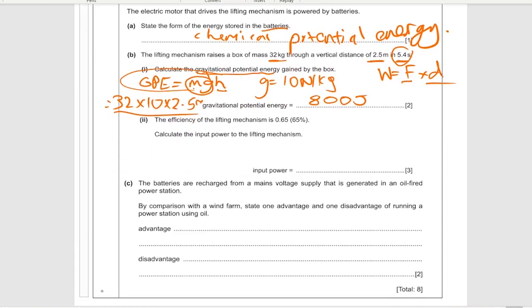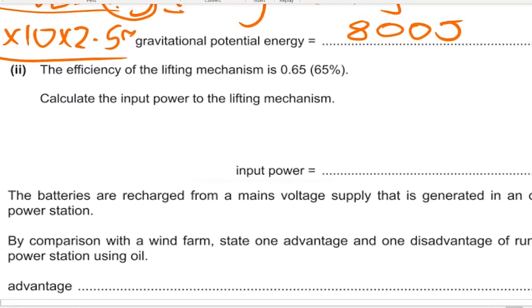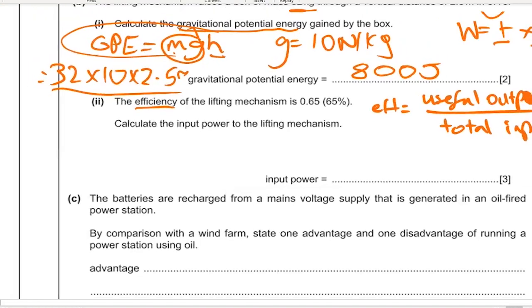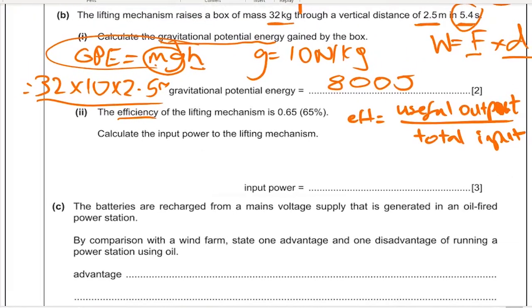For B part two, it says the efficiency of the lifting mechanism is 0.65 or 65%. Calculate the input power to the lifting mechanism. So immediately we're seeing efficiency in the question. We should be thinking of our efficiency formula. The efficiency is given by the useful output out of total input. And that can be applied to both energy and power.